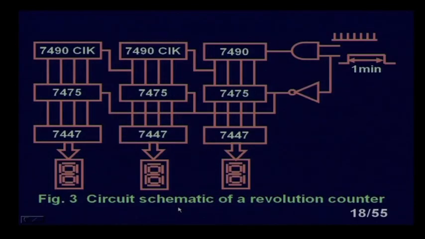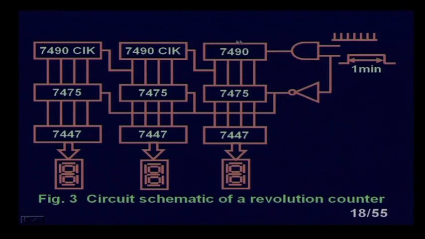So, you see, this is the circuit schematic of the revolution counter. Here we have a 7490 decade counter. The most significant bit of the 7490 is going as a clock. Here is a clock which is coming from the AND gate. Again, the most significant bit of the 7490 is going to the clock of the next 7490. Clear? So, it is a decade counter, it will start from 0.